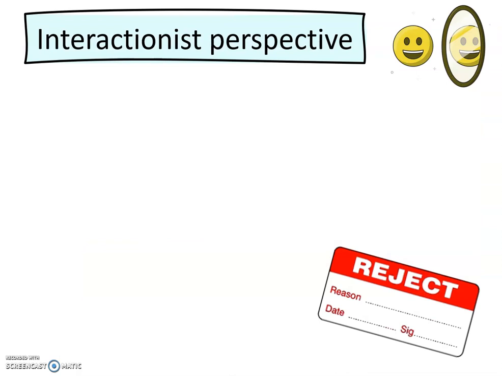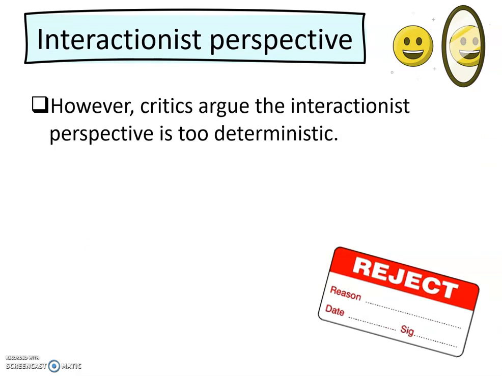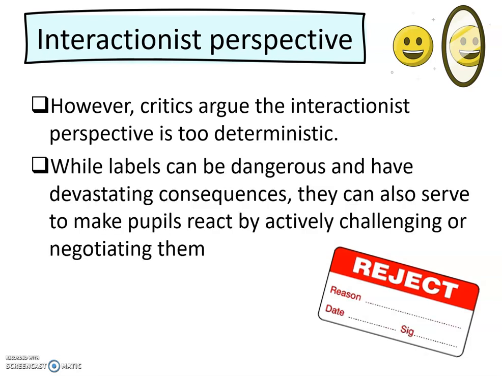So to carry on with the interactionist view then, critics against it say it's a bit too deterministic. By this, it means just because I'm saying this student's going to fail, not all students take that on board and go, well, I'm going to fail, so what's the point? It's placing too much importance on the label.